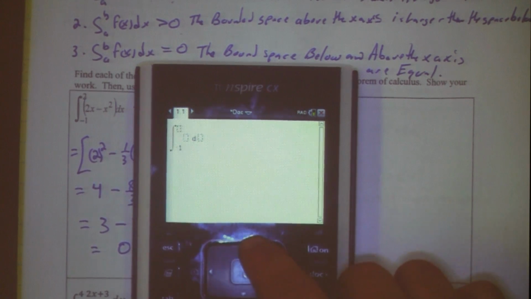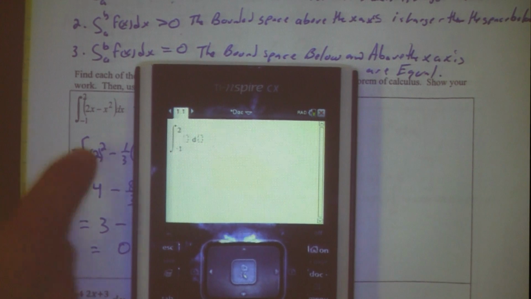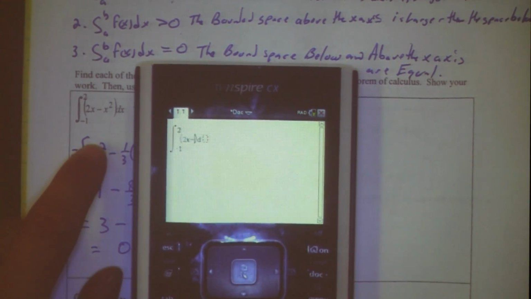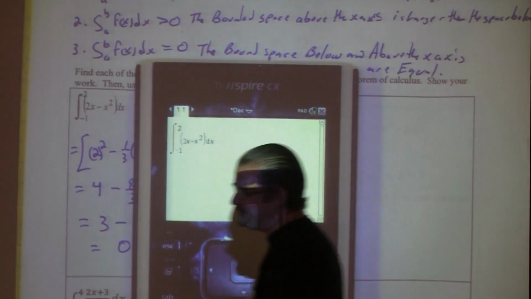And we're going from negative 1 to 2 of 2x minus x squared dx. Press enter and see what you get.